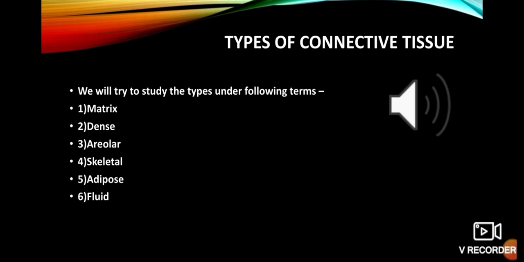Now, connective tissue is again of many types. So we are going to deal with the types of connective tissue on the basis of the following terms which you can see in the picture. We are going to deal with the first three. The first one is not actually a type but a term which is very important to know when you are dealing with connective tissue. So let's get started.